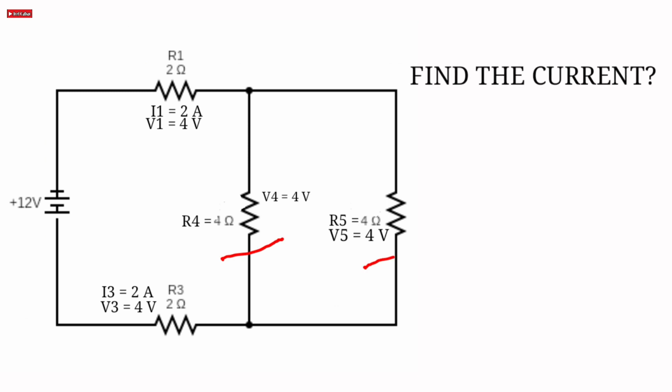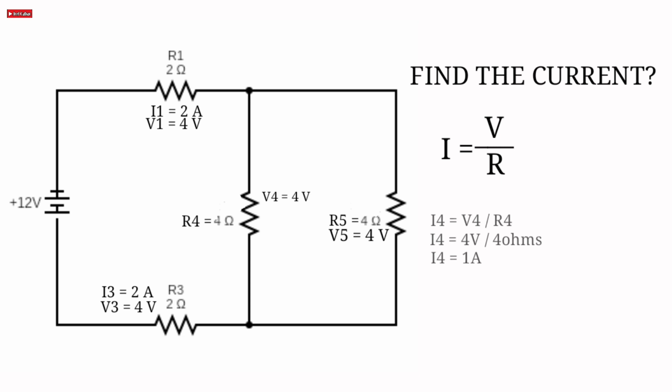And now we will find the current going through these resistors. In parallel, the total current is the sum of the current flowing through each component. By the formula of current, I is equal to V over R. For R4, 4 volts over 4 ohms is equivalent to 1 ampere. So the current going through R4 is 1 ampere. And the same thing with R5: I5 is equal to V5 over R5, equivalent to 1 ampere.